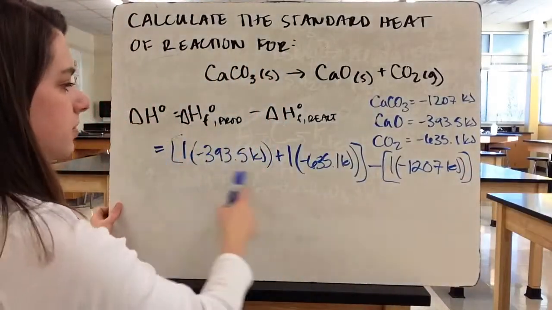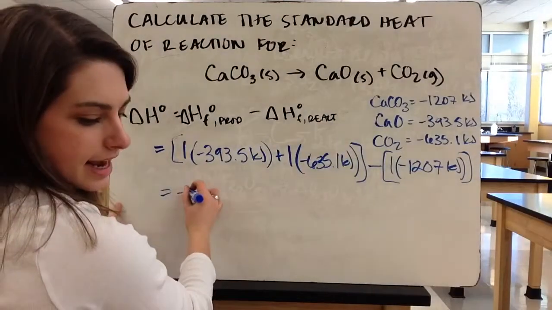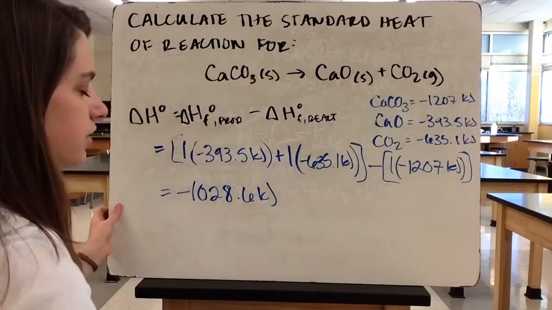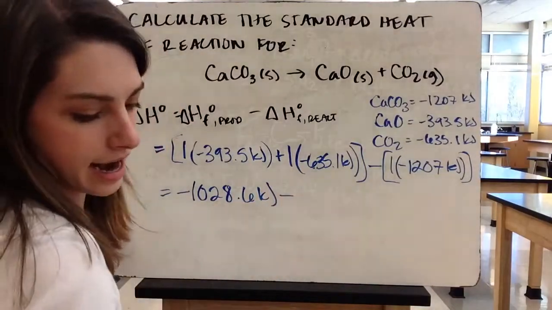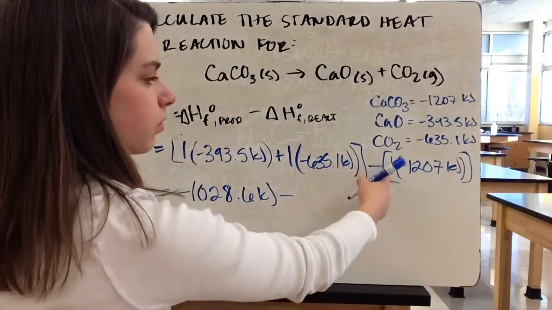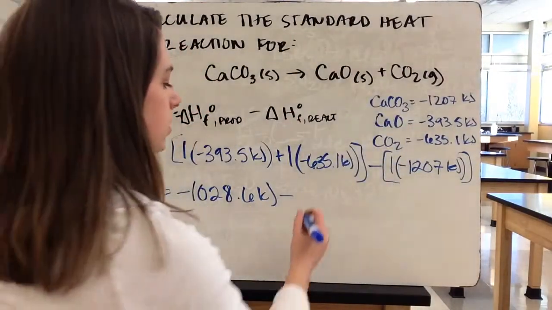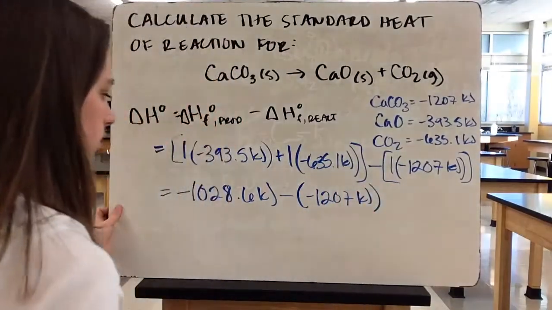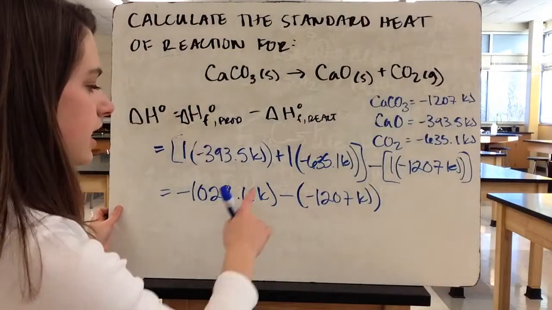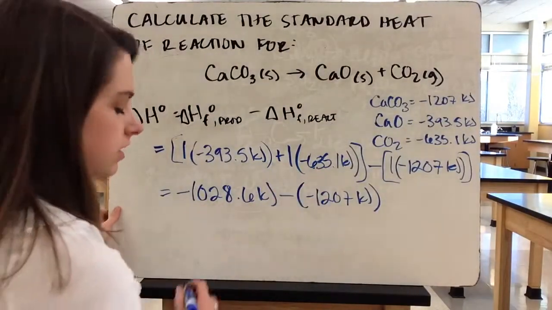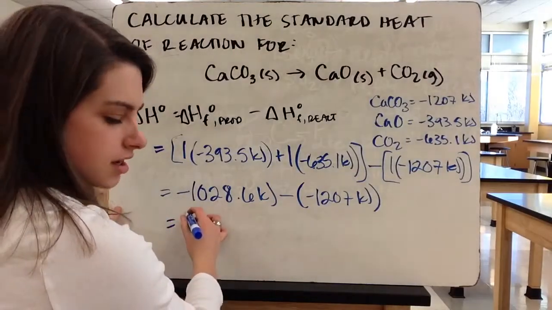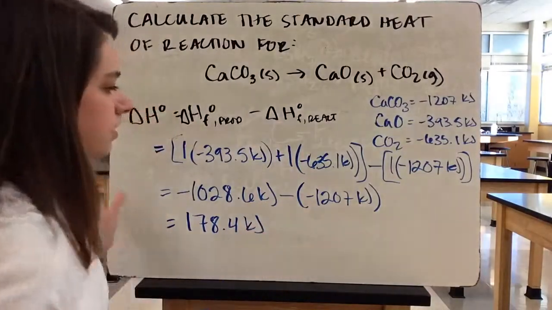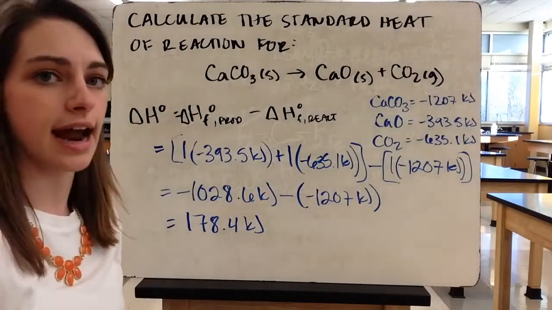If I add up this side of the reaction, I get negative 1,028.6 kilojoules of energy from my products. And then there's no math to do over here because it's just 1 times negative 1,207. So it just stays as negative 1,207 kilojoules. So negative 1,028.6 minus a negative 1,207 gets me an overall delta H of 178.4 kilojoules of energy. Let's look at our third example.